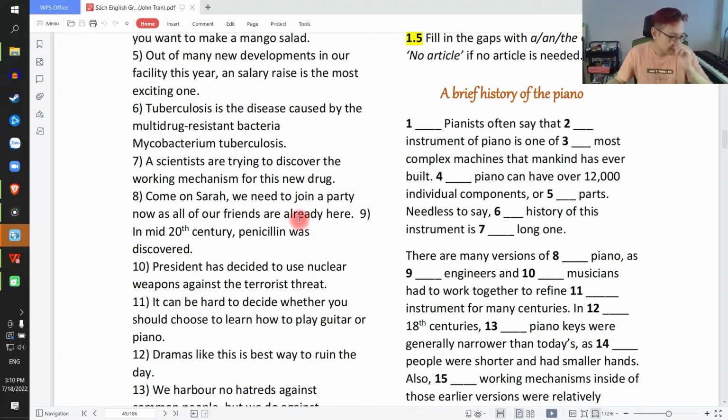Number 9. Also, you can understand it in this way.